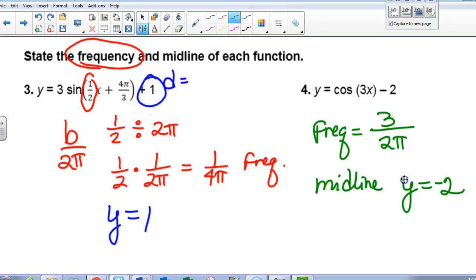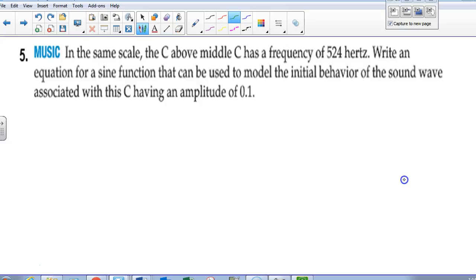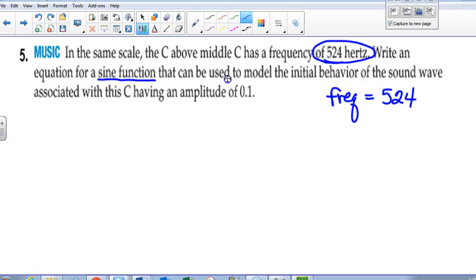Okay. You have some book work on that. On page 264, there's a couple frequency midline questions. Number 5 is also a question that's in the book, something like this. It says, in the same scale, the C above middle C has a frequency of 524 hertz. This is a frequency. Write an equation for a sine function that can be used to model the initial behavior of the sound wave associated with this middle C if it has an amplitude of 0.1. So can anybody get me started on the equation?